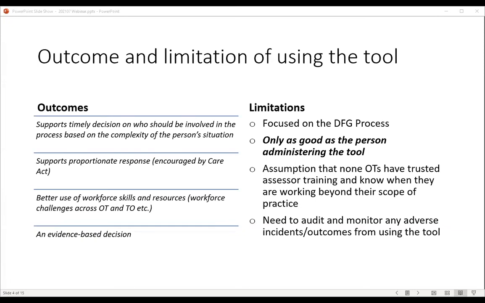At the end of the day, it's only as good as the person administering the tool. We can talk a little bit about that, and it'll be really good to get some feedback from yourselves at the end, but it is only as good as the people administering the tool.